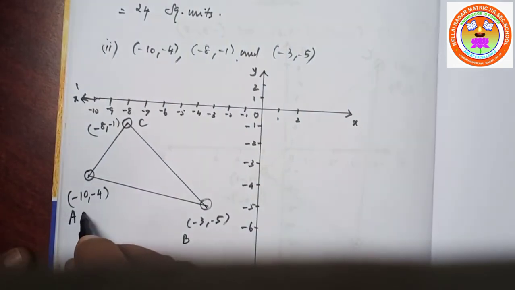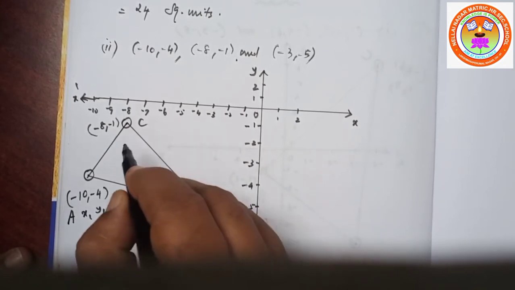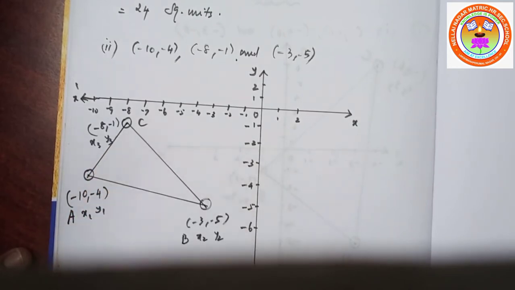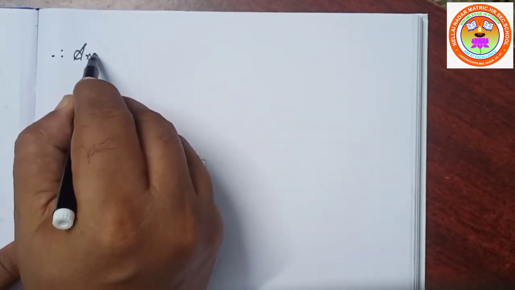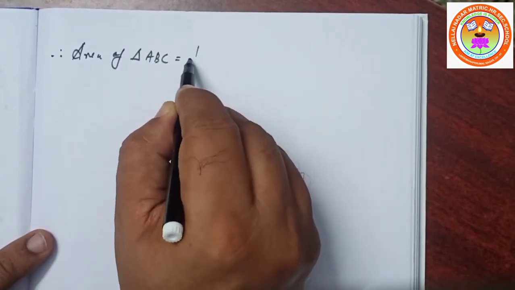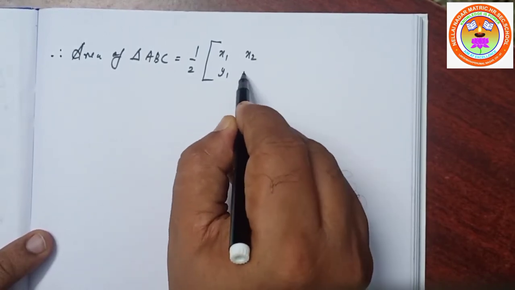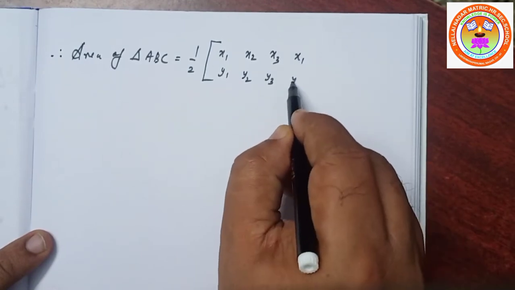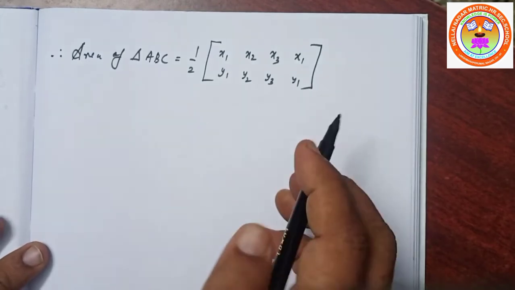Here I have to consider A, that is (x1, y1), B, (x2, y2), and C, that is (x3, y3). Therefore, area of triangle ABC is equal to half into x1, y1, x2, y2, x3, y3, again x1, y1. That's the formula for finding the area of a triangle.